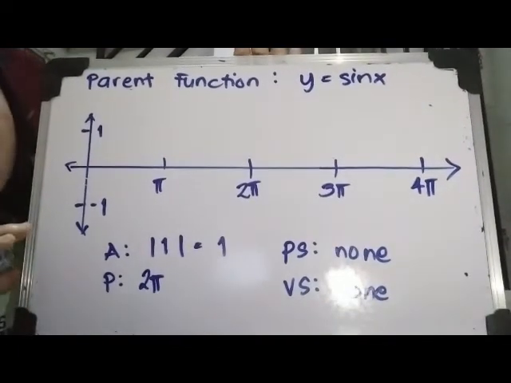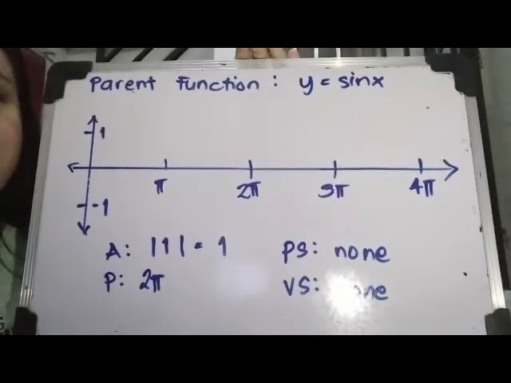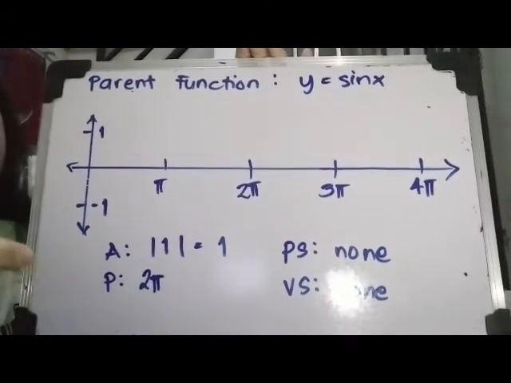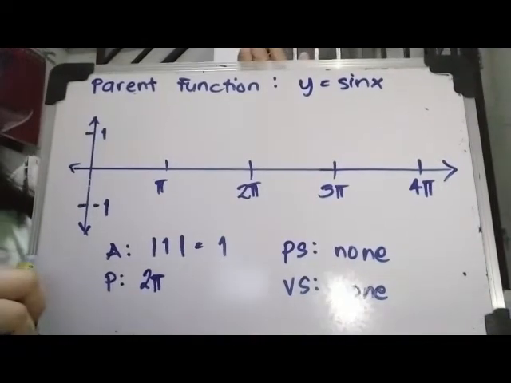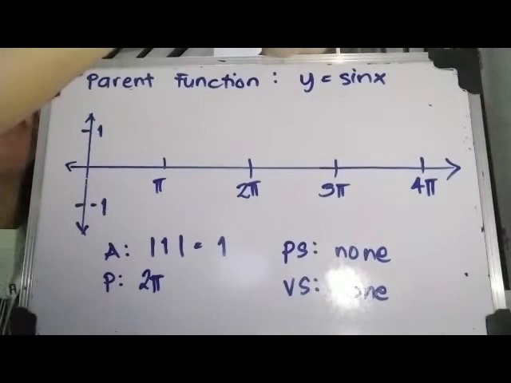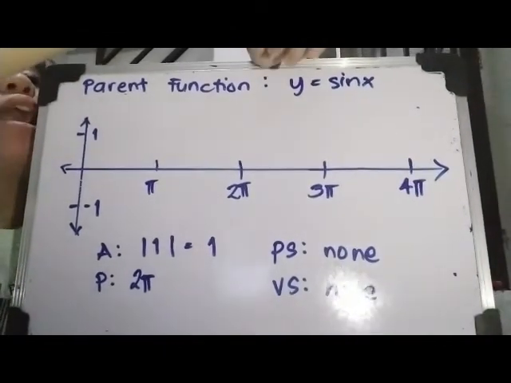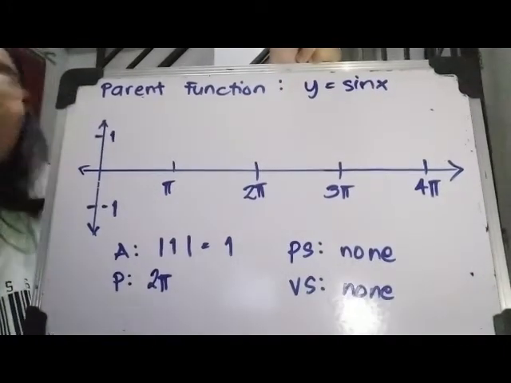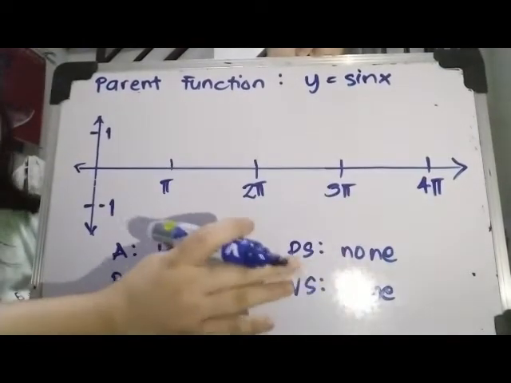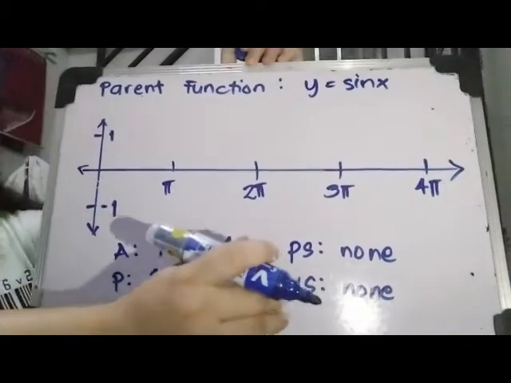When we say parent function, meaning there are no transformations yet, there are no translations or stretching or compression that has happened yet. Okay, so how do we graph the parent function? I'm going to show you how to graph the parent function, because of course that will guide us on how we will actually graph a trigonometric function, even if there are already transformations existing in the function.